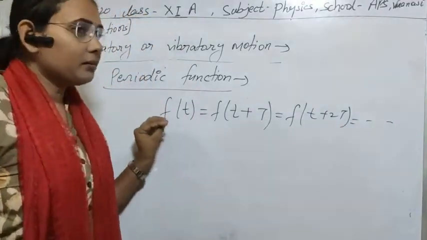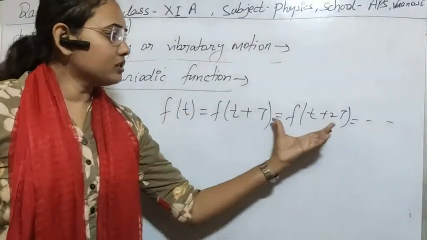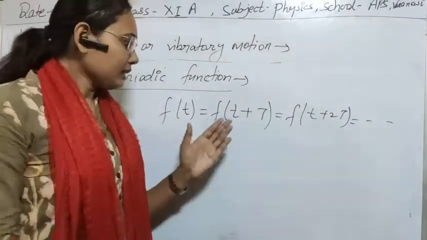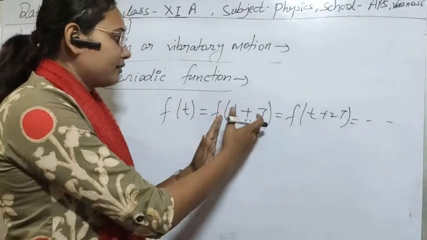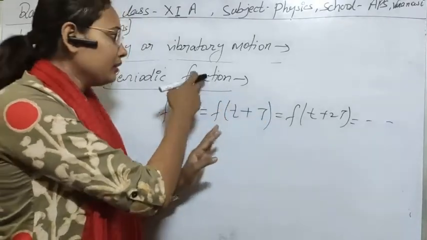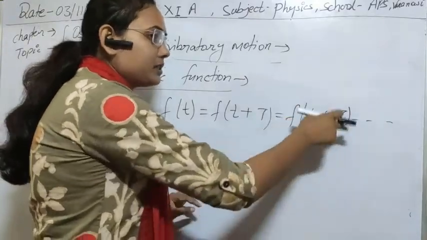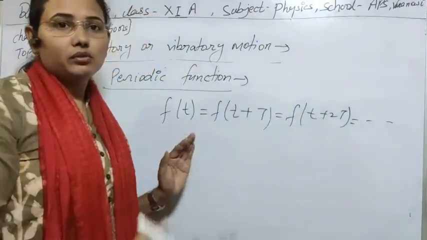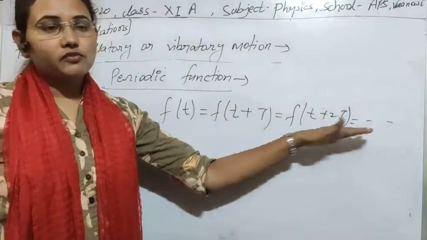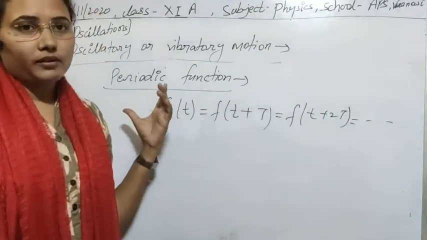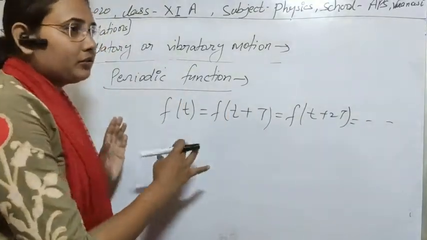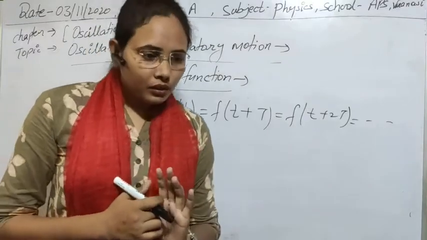So f is called a periodic function if it follows this condition, meaning f(t) is equal to f(t + T); again the function repeats its value, and again after 2T it repeats its value, after 3T, and so on. Then this function f is known as a periodic function. So I think there is no confusion regarding the periodic function for all of you.